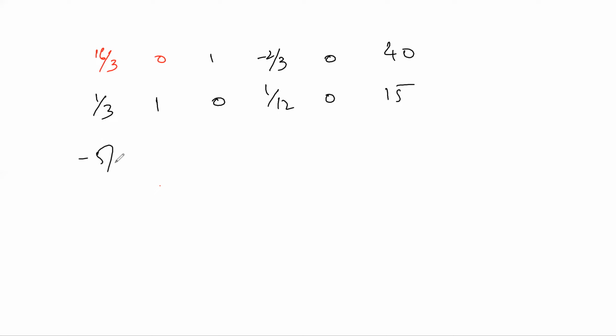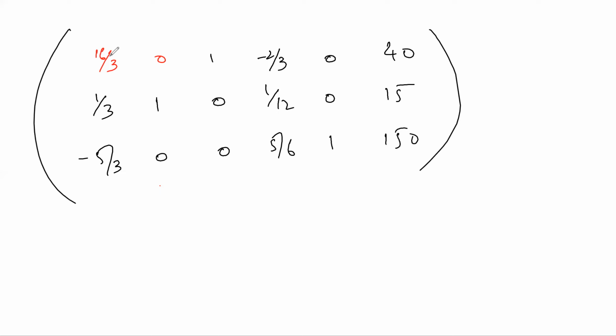So it is 16 by 3, 0, 1, minus 2 by 3, 0, 40; 1 by 3, 1, 0, 1 by 12, 0, 15; minus 5 by 3, 0, 0, 5 by 6, 1, and 50. This is our pivotal element. So this x1 will come here. This x2 is already here.